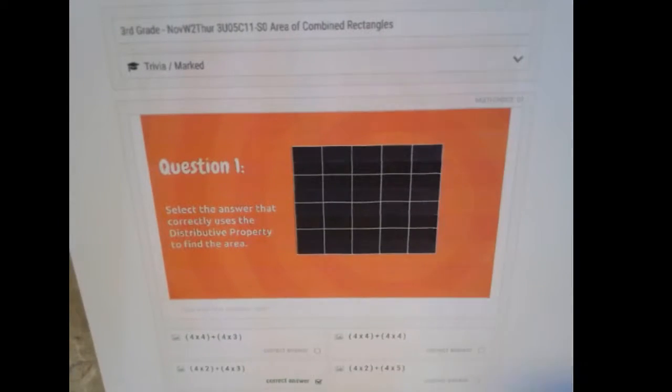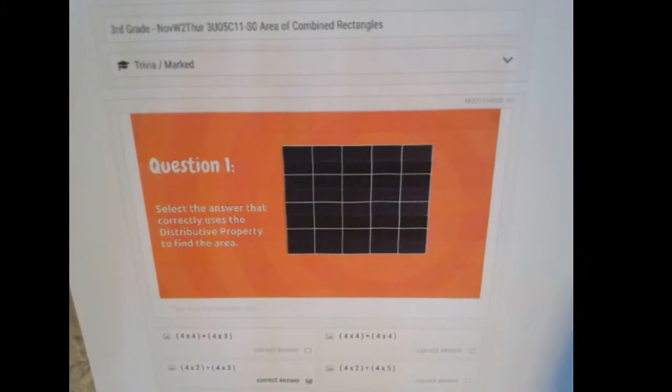Hello, welcome to more practice of combining area of triangles today. So we're looking at using the distributive property to find the area, okay? So what are a few different ways we could write this?